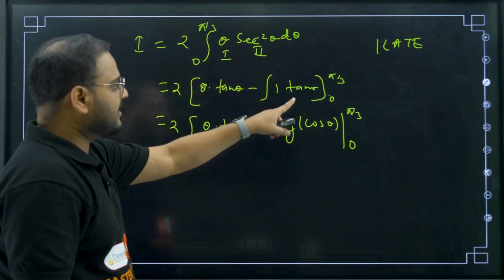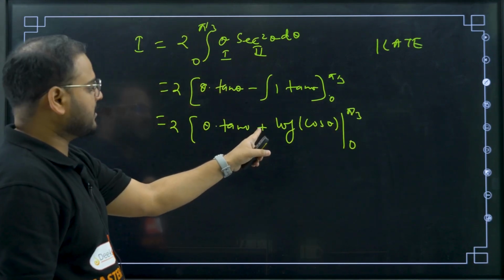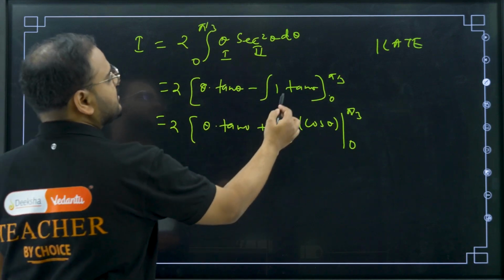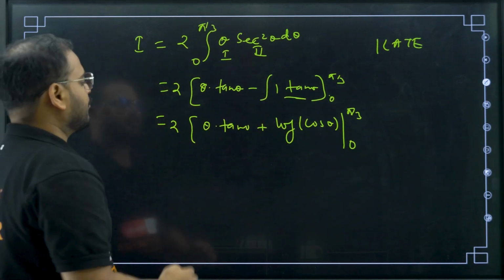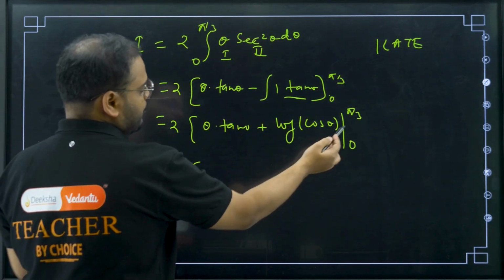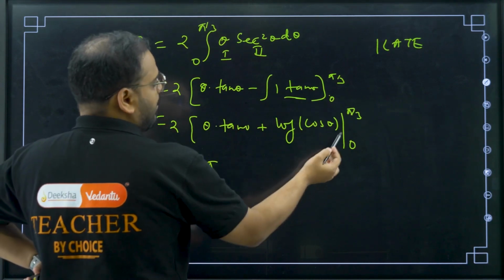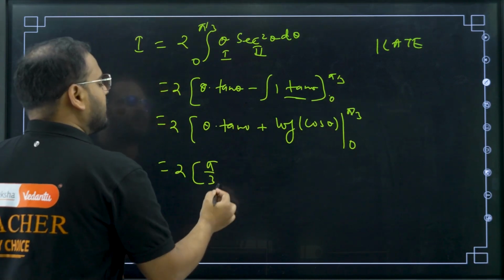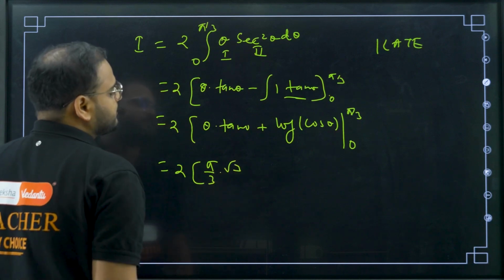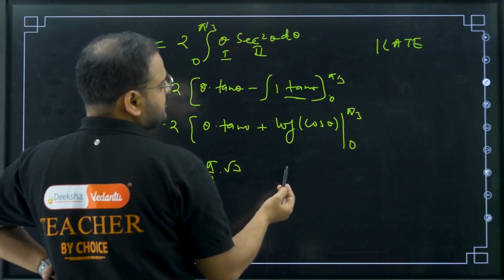Have a look. Tan theta integration is what? Log minus cos theta, right? So minus and minus will become plus. For this I'll have a minus, will become plus, no problem. 2 times of what is the value? Pi by 3 you put here. Tan of pi by 3 will be simply root 3.